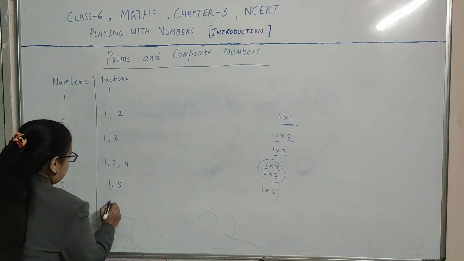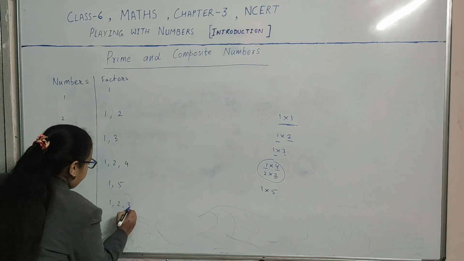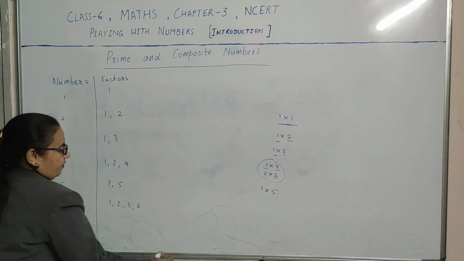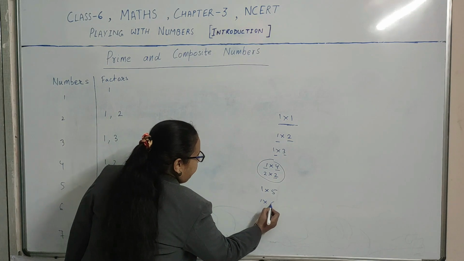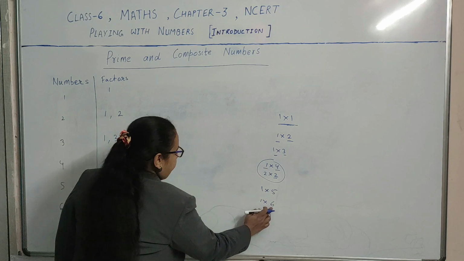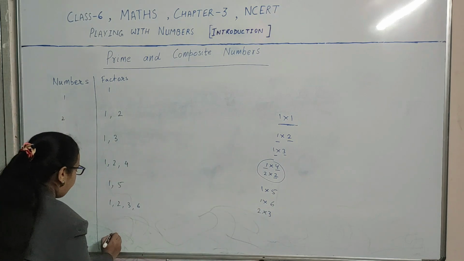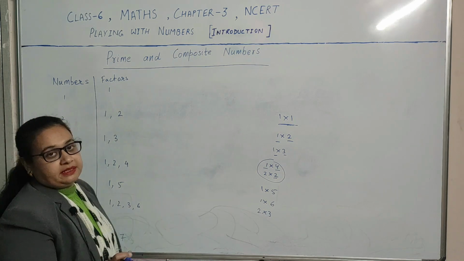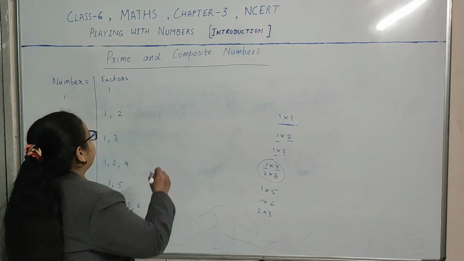6 has how many factors? 6 has 1, 2, 3 and 6 as factors. Why? 6 can be represented as 1 multiplied by 6 and 2 multiplied by 3. So its factors are 1, 2, 3 and 6. 7 has how many factors? 7 has 2 factors, 1 and 7, because it can only be represented as 1 multiplied by 7, right?